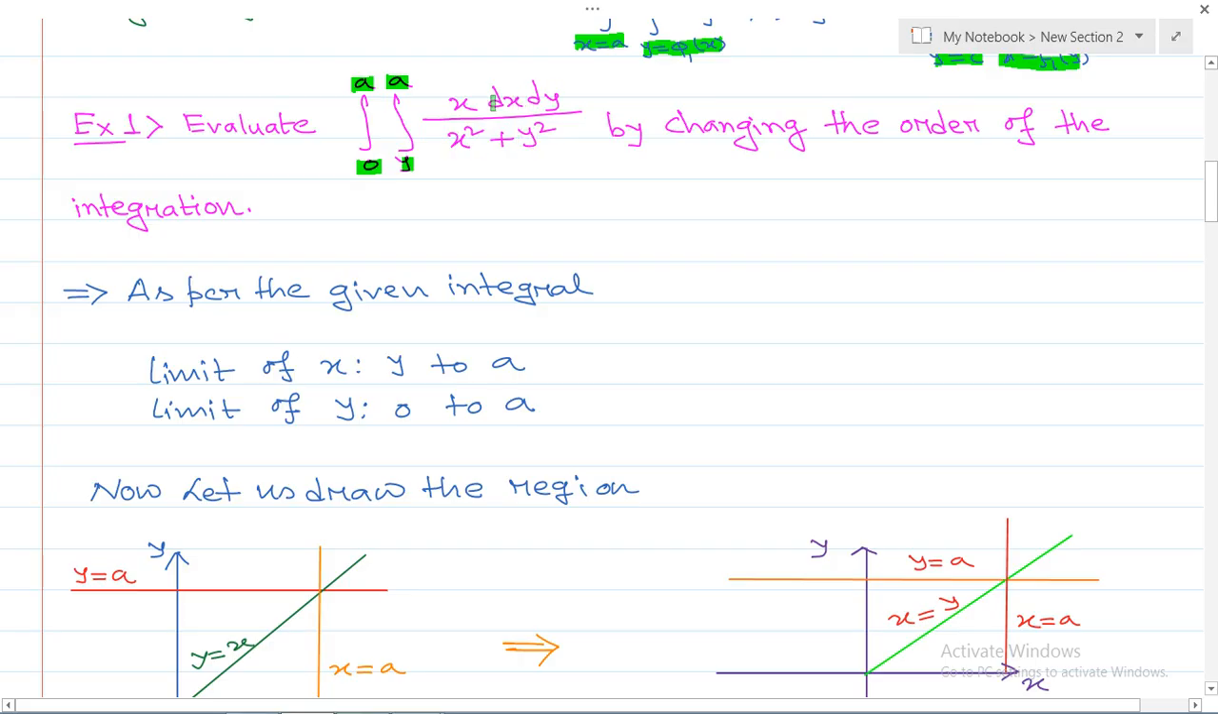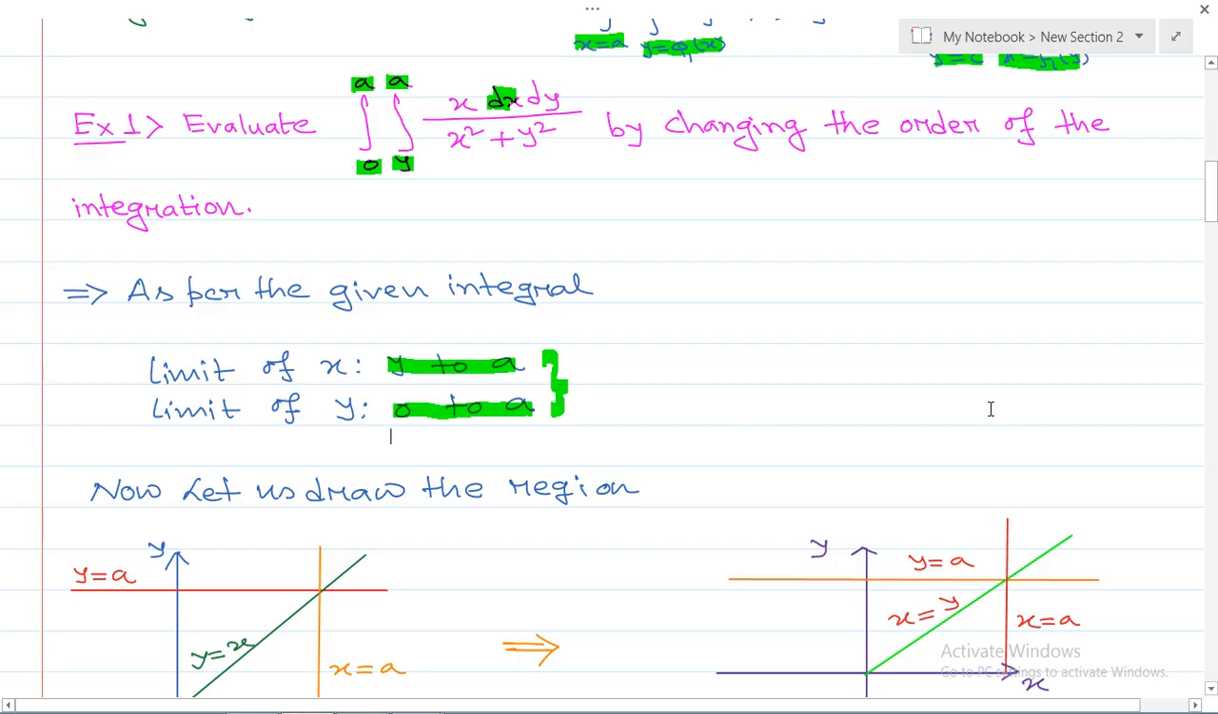Now you can see the first integration that we have to perform is with respect to x, which has the limit y to a, and thereafter we have to perform with respect to y. So y has the limit 0 to a. First of all we have to note this down: the limit of x is from y to a and the limit of y is from 0 to a.